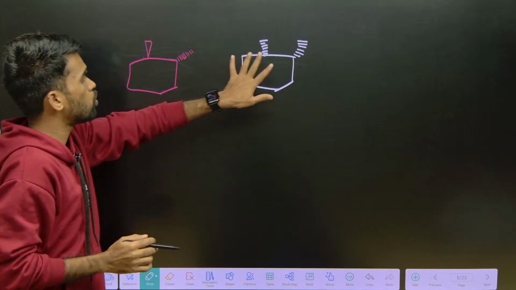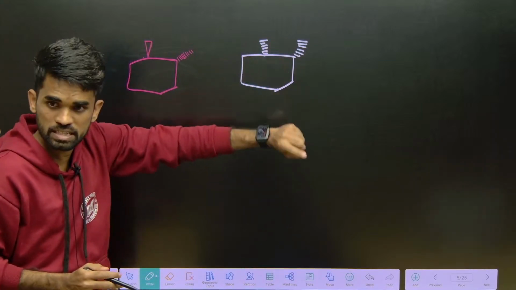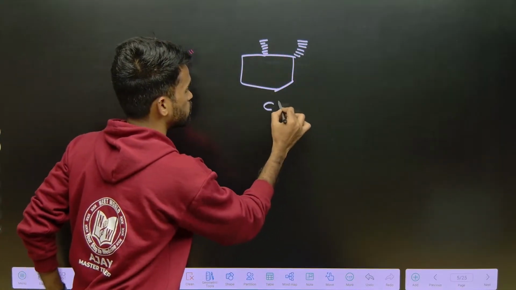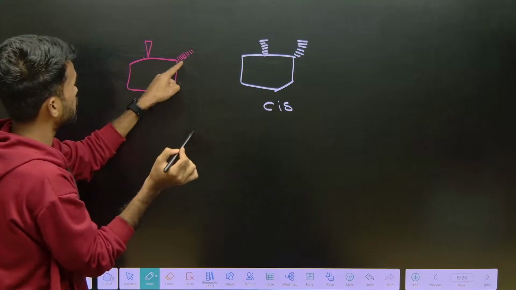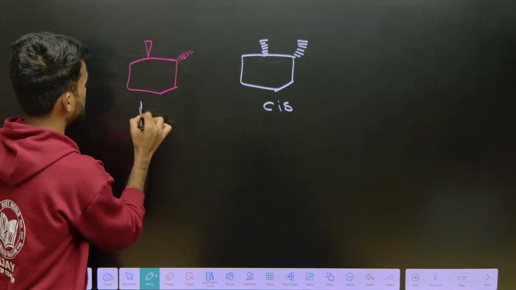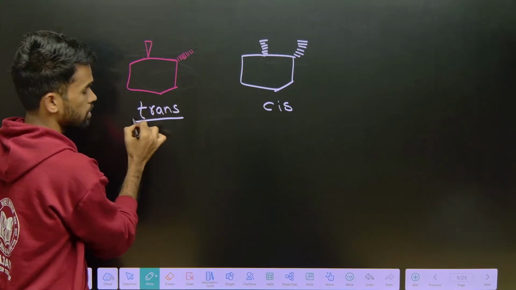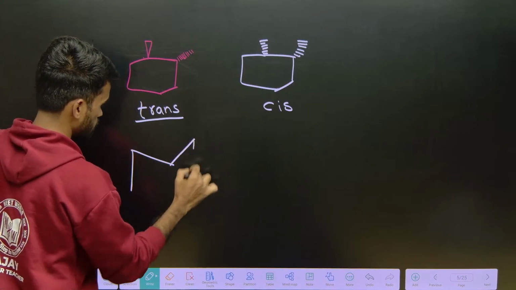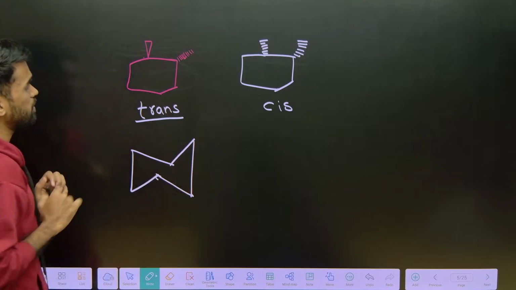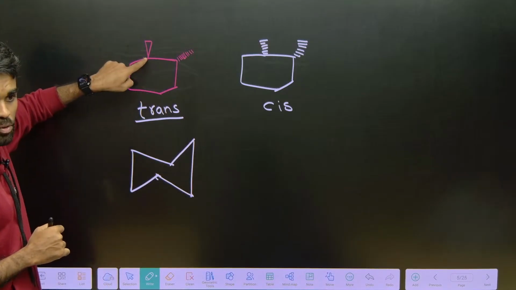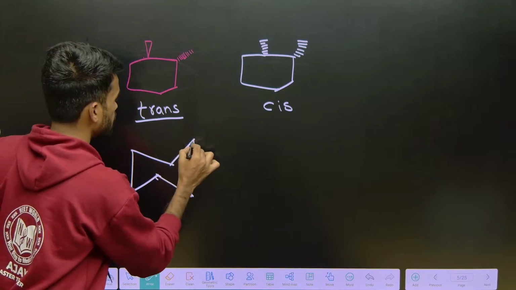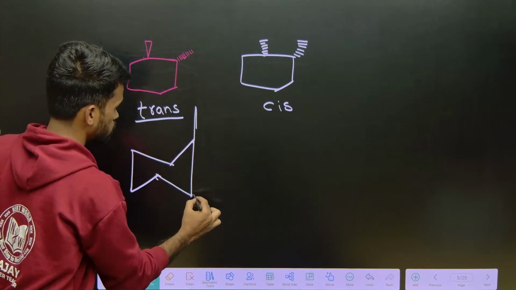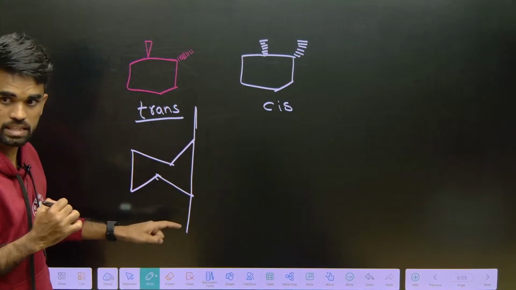If both attached substituents are in the same plane, we can say they are cis isomers. If they are in different planes, trans isomers. So write the chair form first. After writing the chair form, one methyl group above the plane, you put that above. One is below, at the second position, so put below. Like this we can write.